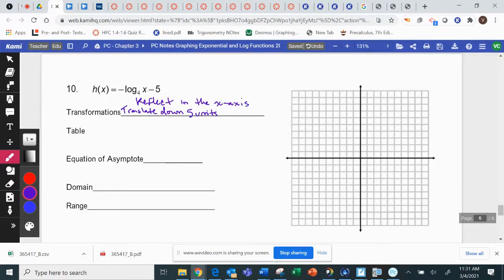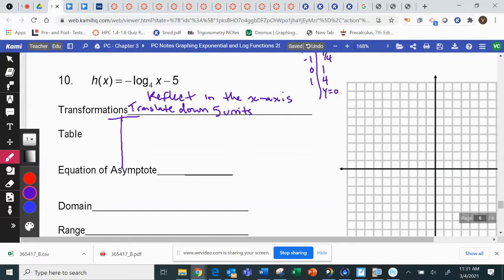Okay, so before I make my table, I'm going to go off to the side and I'm going to make my table for 4 to the x. So I have my exponential. This is not exponential, it's logarithmic, so I'm going to switch those. Didn't really leave a lot of space for my table in here. 1/4, 1, 1, 0, 4, 1, x equals 0.